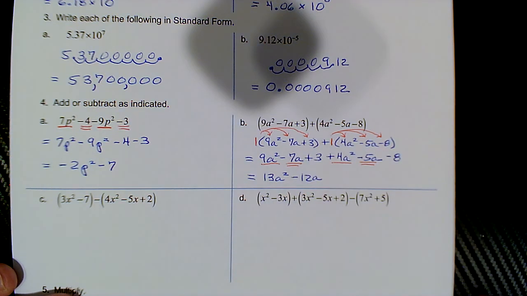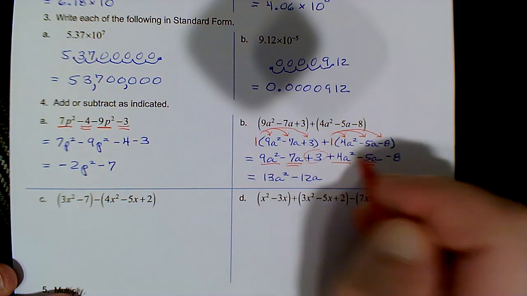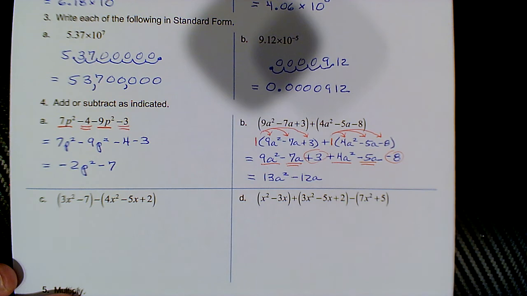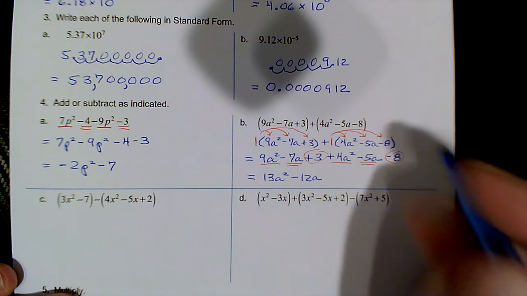I don't know, maybe circle them. You can underline them 3 times, whatever you want. And a 3 and a negative 8 combined to give negative 5.